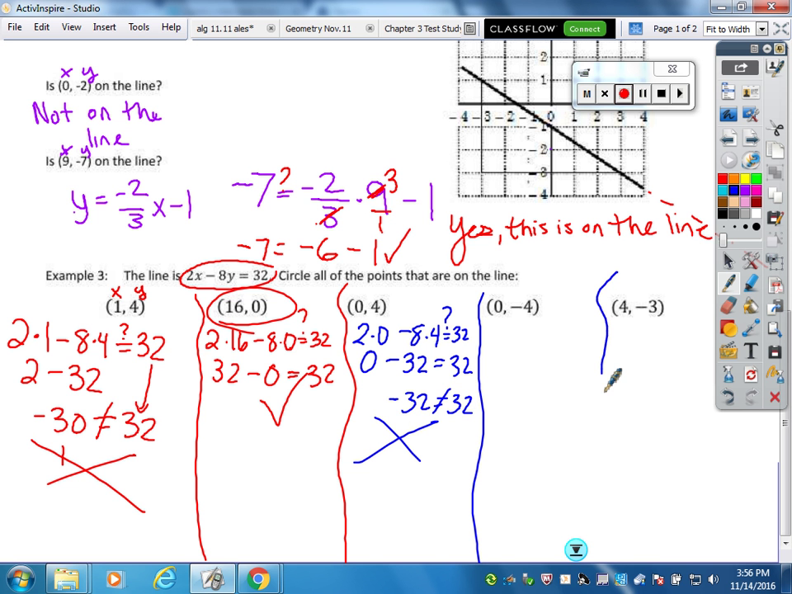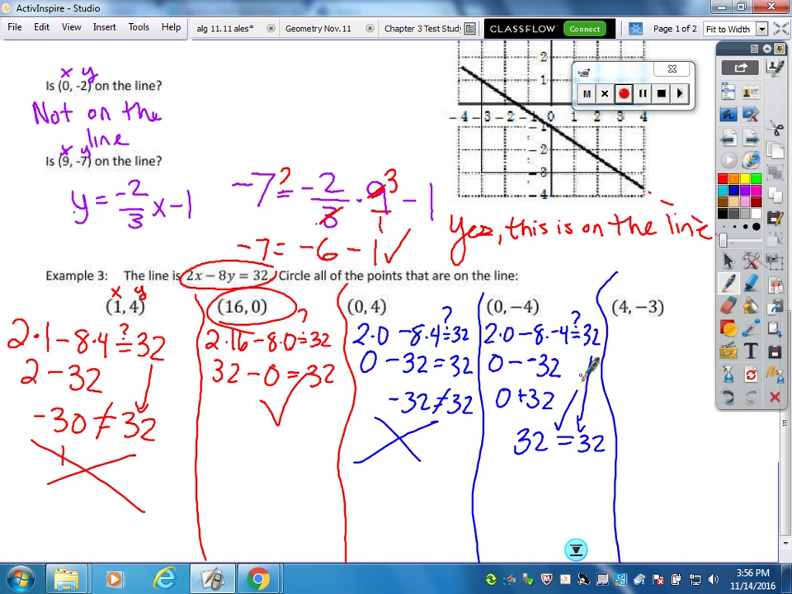Let's try the next two then. This one's very similar. I think this one's going to be it. We've got 2 times 0 minus 8 times negative 4. And that should be equal to 32 if it's the right answer, the point on the line. So 2 times 0 is 0 minus 8 times negative 4 is negative 32. I see that double negative right there cancel out. So I really have 32 is equal to what we wanted it to be equal to, 32. So that one is a solution.